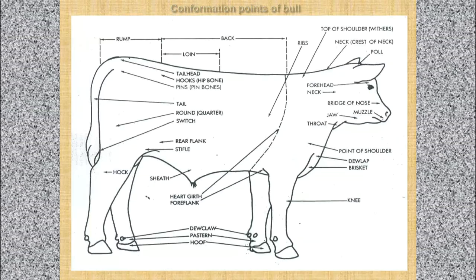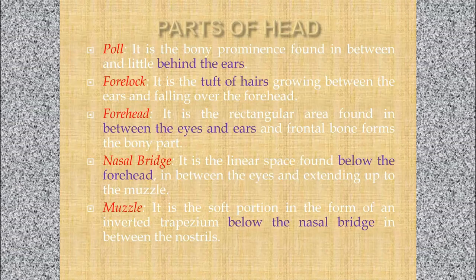Then the bull also has a structure very similar to that of a cow, except for the scrotum, etc. It is almost the same as that of the cow. Then parts of the head. So these are some terminologies.